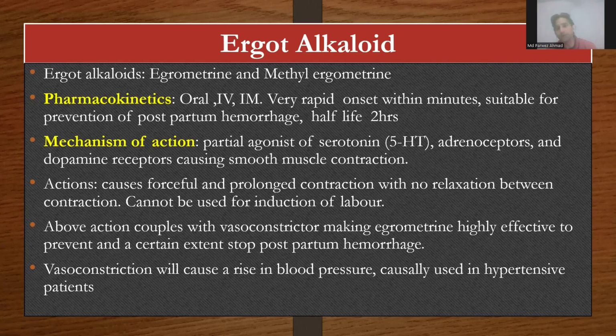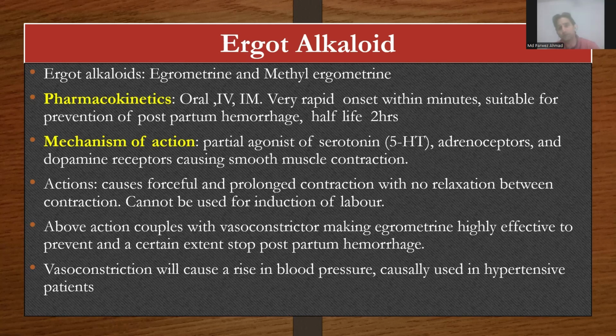Now the mechanism of action: how does it work? These drugs act in multiple ways. They have partial agonistic activity on the 5-HT receptor and the alpha adrenergic receptor, and also have some activity on the dopamine receptor. All these stimulations lead to smooth muscle or uterine muscle contractions.